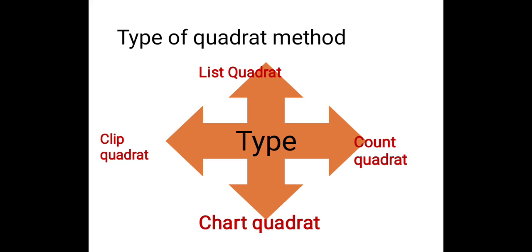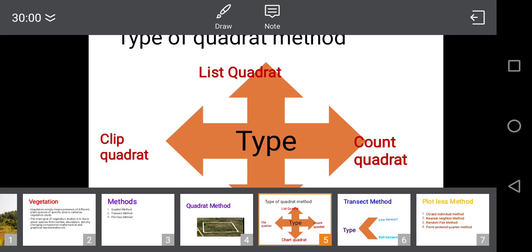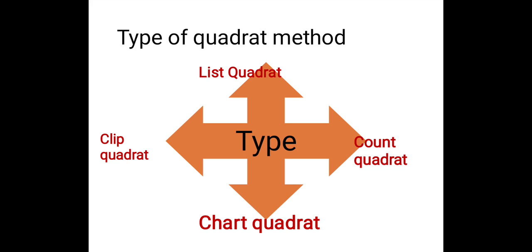The fourth one is the clip quadrat. What is a clip quadrat? A clip quadrat is used for the study of biomass or weight of species. All individuals are uprooted, or a particular organ, for example branches, leaves, and fruits. Here, fresh or dry weight is recorded. It can be used for presentation, frequency, density, and abundance. So, these were the types of the quadrat method: list quadrat, count quadrat, chart quadrat, and clip quadrat. So, let's see the next.